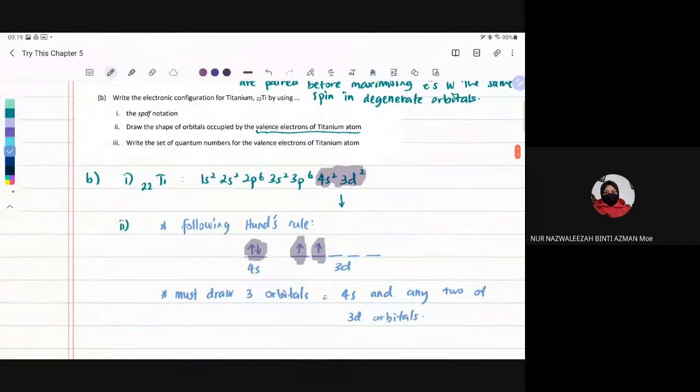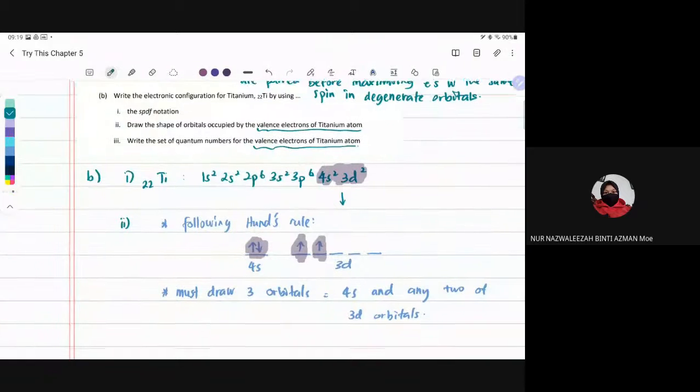Okay, ini pun sama juga. This one pun valence electron dia 4s3d. Write a set of quantum number. And because this one saya dah bagi tahu sekarang valence electron dia adalah this one. Write the set of quantum numbers for the valence electrons of titanium atom.